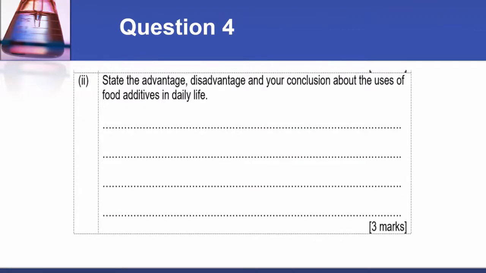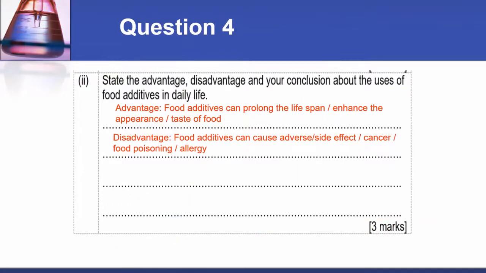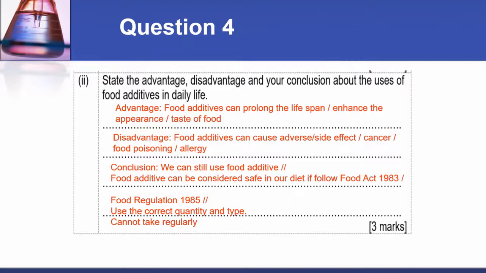For question 4b2, state the advantage, disadvantage, and your conclusion about the usage of food additive in our daily life. So the advantage of using food additive will be food additive can prolong the lifespan of food, enhance the appearance and taste of food. For example, food preservative, food coloring, food flavoring. Disadvantage of food additive will be food additive can cause side effects such as cancer, allergy, or food poisoning. As a conclusion, we can still use food additive, because food additive can be considered safe in our diet if we follow Food Act 1983 or Food Regulation 1985.